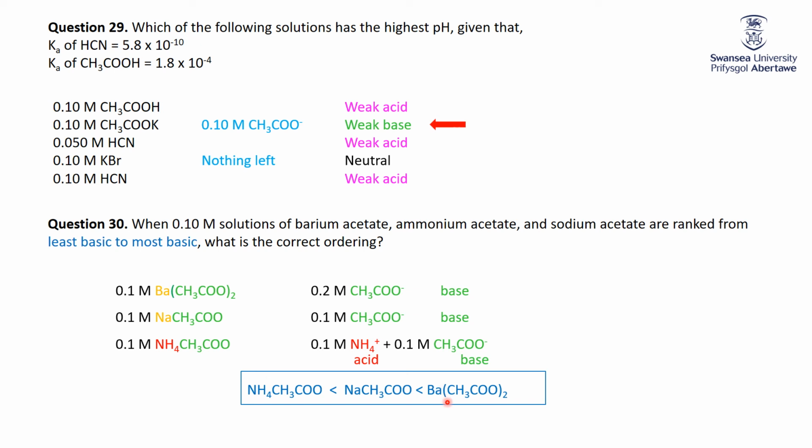Which one's going to be the most basic? Well, the one where you've got not just 0.1 of a base, but 0.2 of a base. So ammonium acetate, because the ammonium is acidic, then sodium acetate, because you only got one of those basic acetates, and barium acetate, because you got two of those basic acetates.